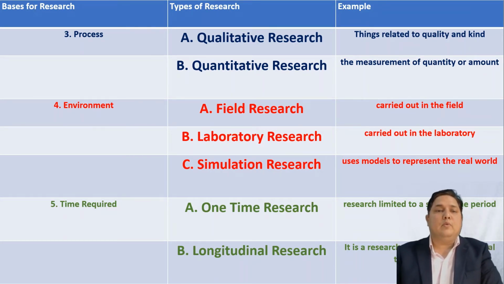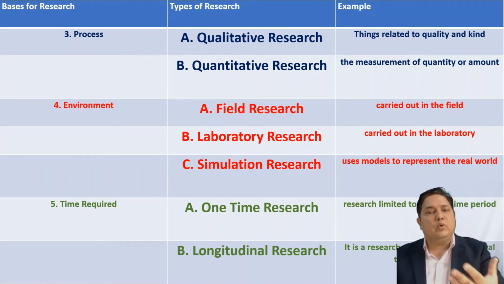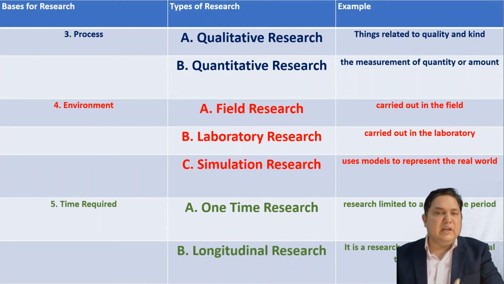Next one is process. First one is outcome, second one is the purpose, third one is the process. Process means how you are proceeding, how you are going through your research, whether you are going to use qualitative research or quantitative research. What does it mean by that?